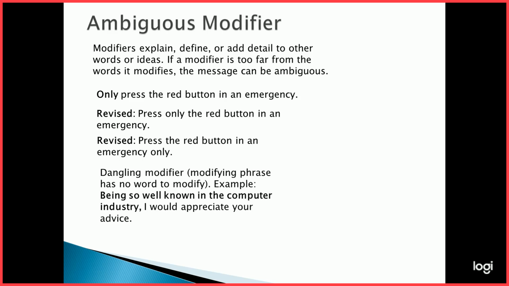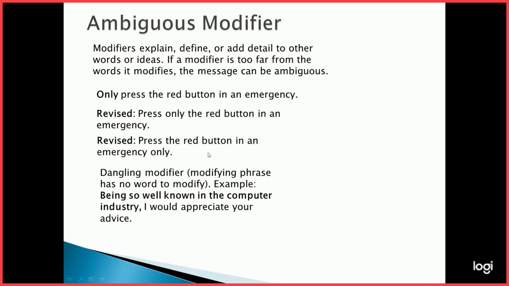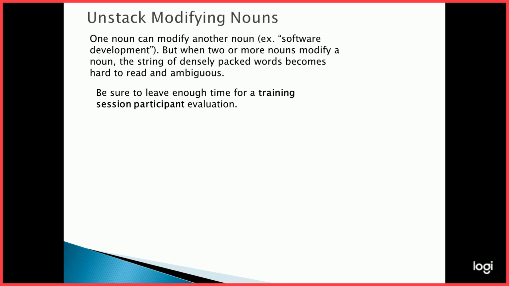A classic dangling modifier. This is a modifying phrase with no word to modify. Being so well known in the computer industry, I would appreciate your advice. Okay, so that first half of the sentence is a modifying phrase with nothing to modify. I see a good deal of these in student writing. Okay, the correction is because you are so well known in the computer industry, I would appreciate your advice. Okay, because you are so well known in the computer industry, or because Joe is so well known, I would appreciate his advice.